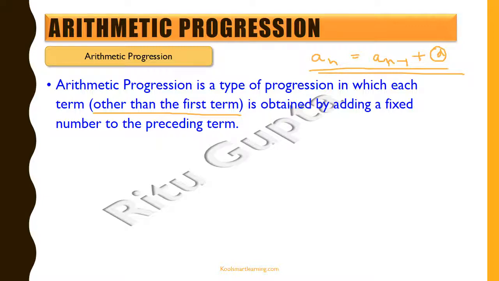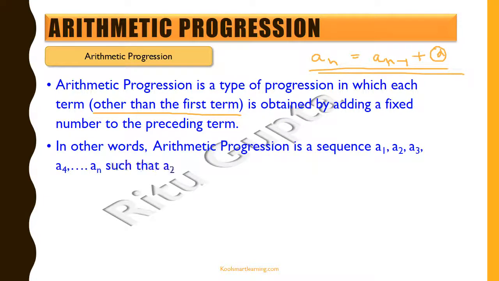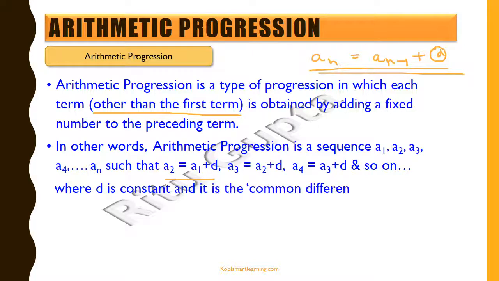Obviously, in this case the first term will have to be provided to us because we cannot make the consecutive terms without knowing the first term of an AP. In other words, arithmetic progression is a sequence a1, a2, a3 till an such that a2 is given by a1 plus d, a3 is given by a2 plus d, a4 is a3 plus d, and so on, where d is the constant and it is called the common difference of an arithmetic progression.